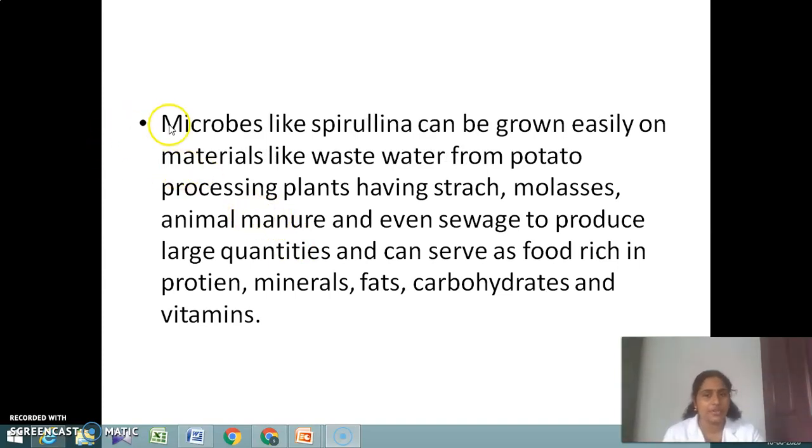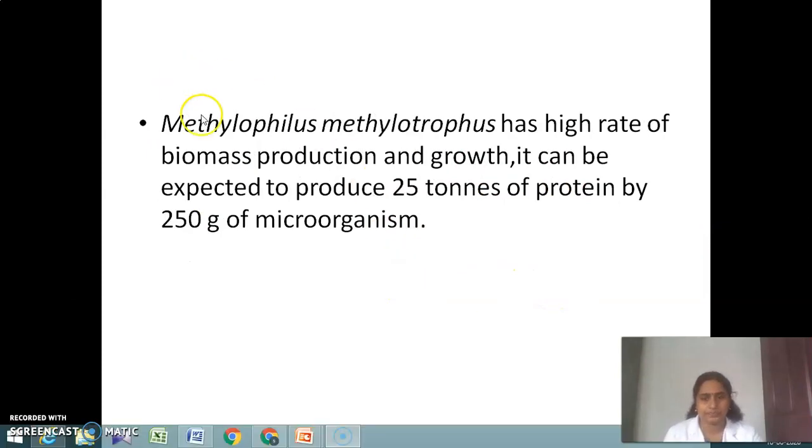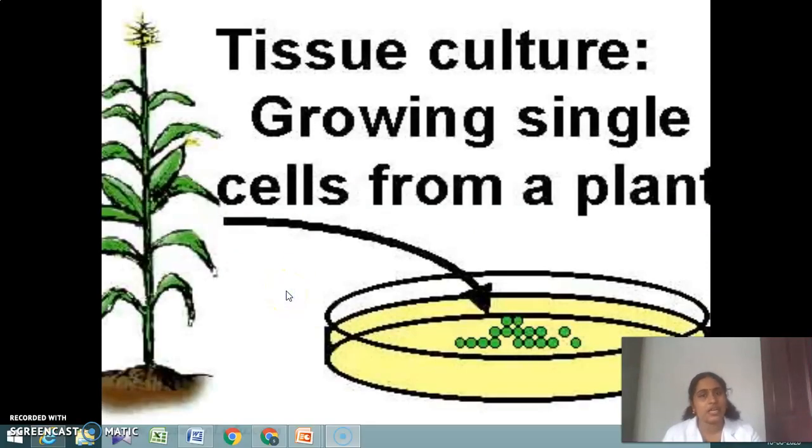So microbes like spirulina can be grown easily on materials like wastewater from potato processing plants, having starch, molasses, animal manure and even sewage, to produce large quantities, and can serve as food rich in protein, minerals, fats, carbohydrates and vitamins. Another species, Methylophilus methylotrophus, has a high rate of biomass production and growth. It can be expected to produce 25 tons of protein from 250 gram of microorganism. Clear? So that is about single cell protein.